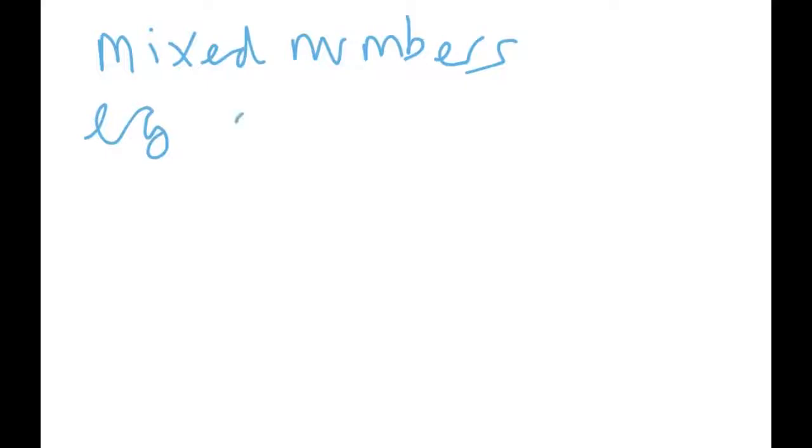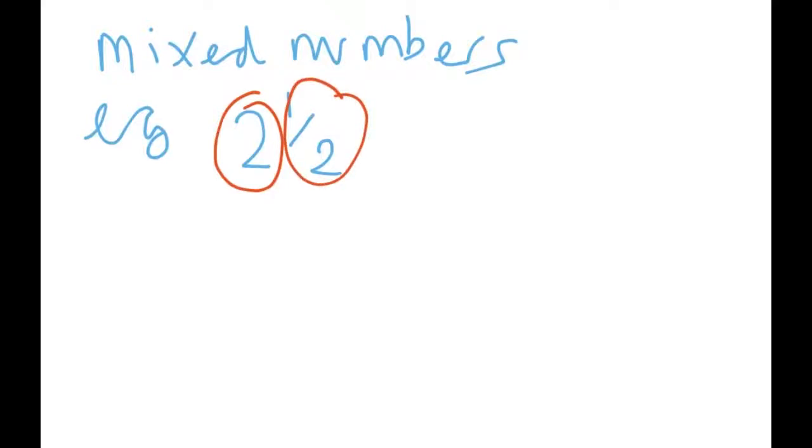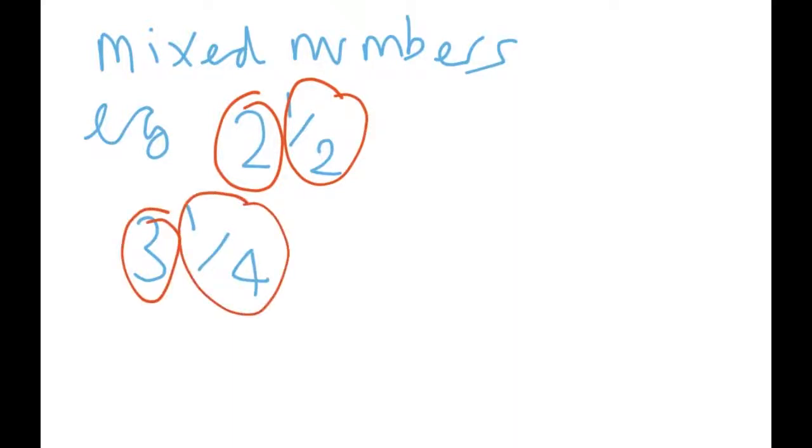Mixed numbers are essentially a combination. Mixed numbers contain a whole number and a fraction. So if we take a couple of examples, mixed numbers would be, e.g., let's say 2.5. Here we have the whole number, which is 2, and we have a fraction, which is a half. Or, for example, 3.25. Again, we have a whole number, 3, and we have a fraction, a quarter. We call this mixed numbers because it contains a combination of a whole number and a fraction.